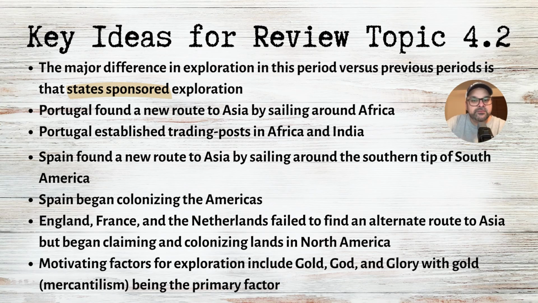But you also have England, France, and the Netherlands failing to find their own alternative route through the Northwest Passage, but they do begin claiming and colonizing lands in North America. And again, remembering the motivating factors: gold, God, and glory. Gold meaning mercantilism. Mercantilism is super important, being the primary factor here. Gold, money, wealth, mercantilism. That is the most important motivating factor.